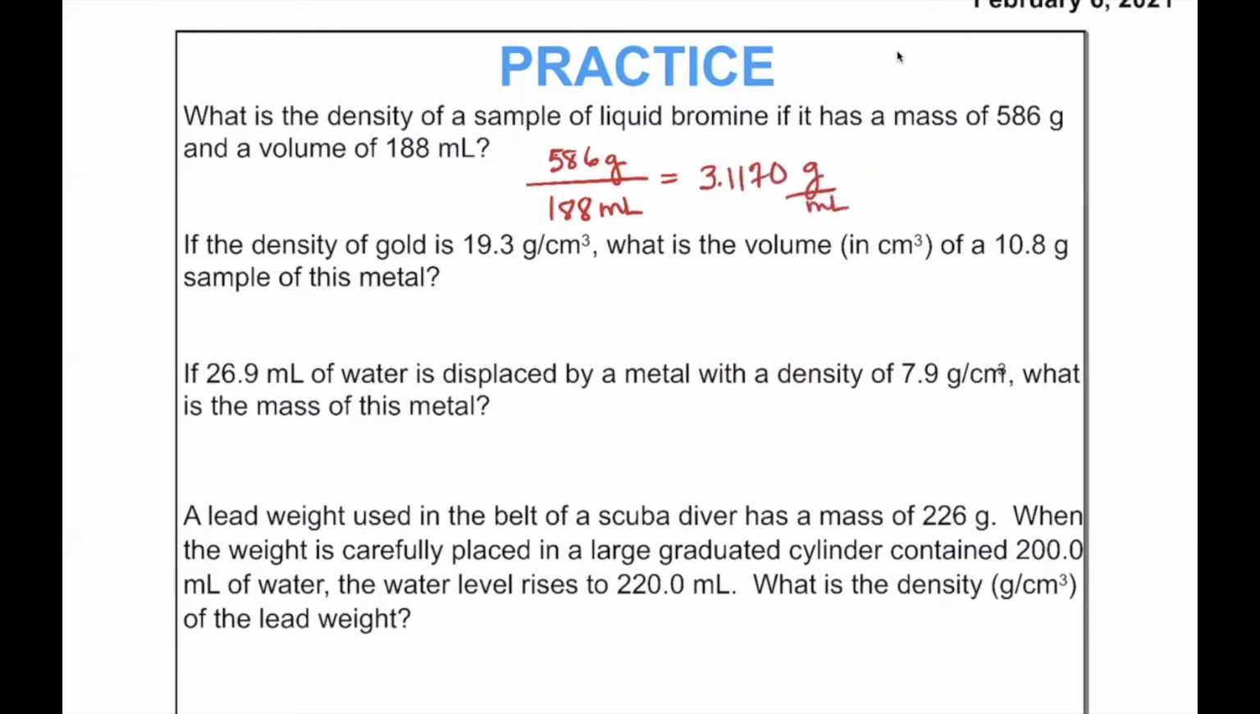And now if we look at significant figures, this has 3 and this has 3. So our final answer will have to have 3. And so our final answer will be 3.12 grams per mil.